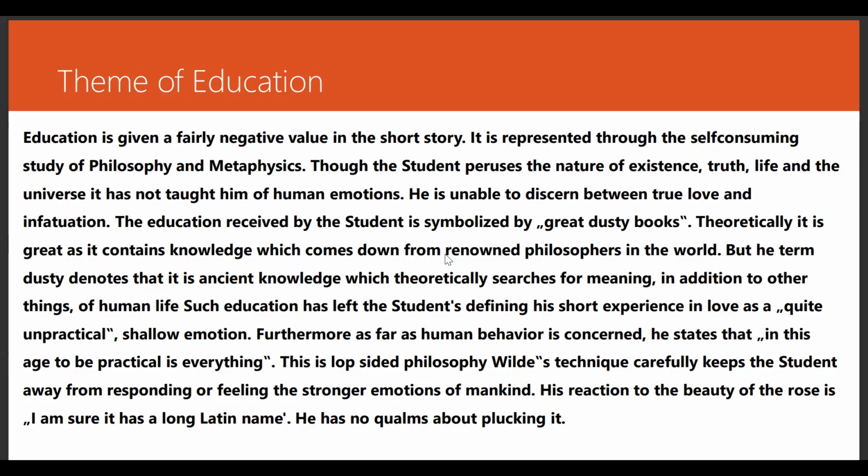Though the student pursues the nature of existence, truth, life, and the universe, it has not taught him about human emotions. That is something important. The boy did not understand he is a human being and people have human emotions. He is unable to discern between true love and infatuation. That is because of lack of education. Now, we have 14 students in the class. Now, you can understand the difference between infatuation and true love, because you did literature as a subject and the boy did not. As a result, he cannot differentiate.